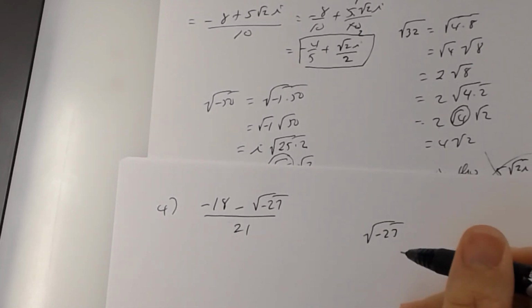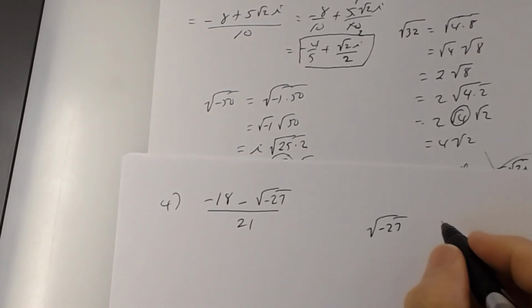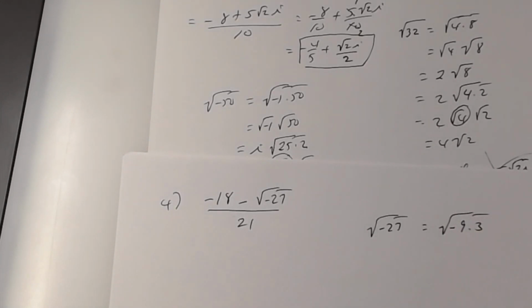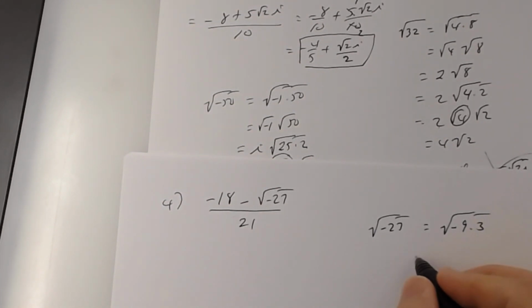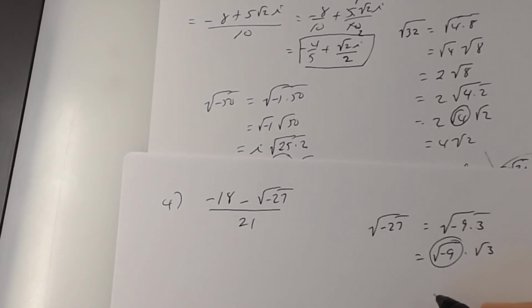Now, if you don't look at the negative, just look at the 27 for right now. Besides 1, is there a perfect square that goes into 27? 9. Now, what Trey was asking is this: can he write it as the square root of negative 9 times 3 like this? Yes. And then he said, can he rewrite it as the square root of negative 9 times the square root of 3? Yes. And what's the square root of negative 9? 3i, times the square root of 3.